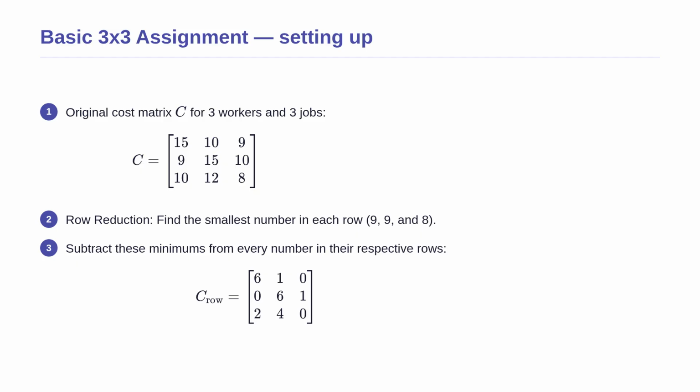Before we move on, let us see this with a concrete example. Suppose we have 3 workers and 3 jobs, and we are given a cost matrix representing how many dollars each worker charges. We want to find the cheapest way to assign one worker to one job. We start with our original matrix. The first step is row reduction. We look at each row individually, find the smallest number and subtract it from every number in that same row. For the first row, we subtract 9, for the second 9, for the third 8. This creates a new matrix with at least 1 zero in every row.